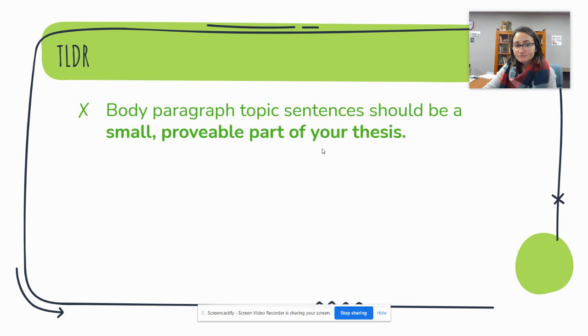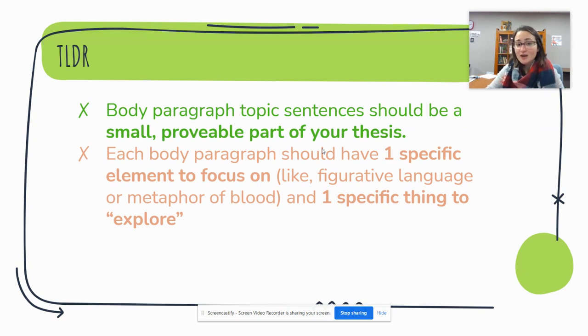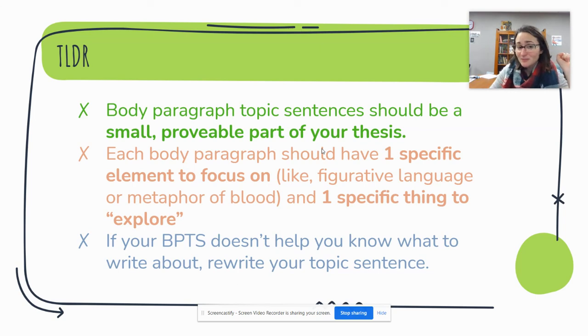Here's the TLDR. Body paragraph topic sentences should be a small, provable part of your thesis. Each body paragraph should have one element to focus on, the A, B, or C. It should be specific. And one specific part of your exploration phrase to explore. If your BPTS, your body paragraph topic sentence, doesn't help you know what to write about, you need to rewrite that topic sentence.